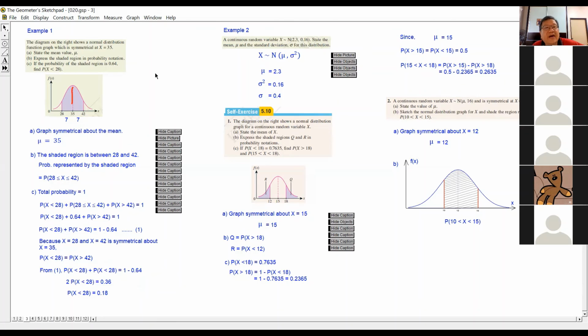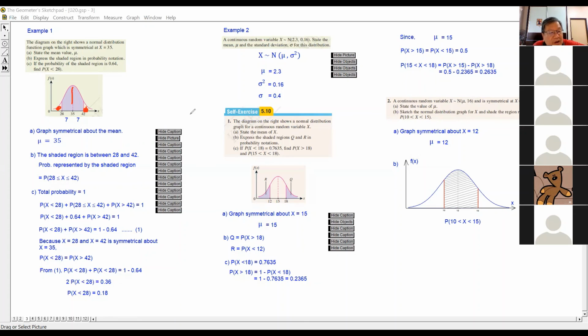Because you look at the graph here, this area here and this area here, they are the same, equal. So I just write both of them area less than 28. Of course, the right hand side one is area greater than 42. But this area greater than 42 is the same as area less than 28 because of symmetry.